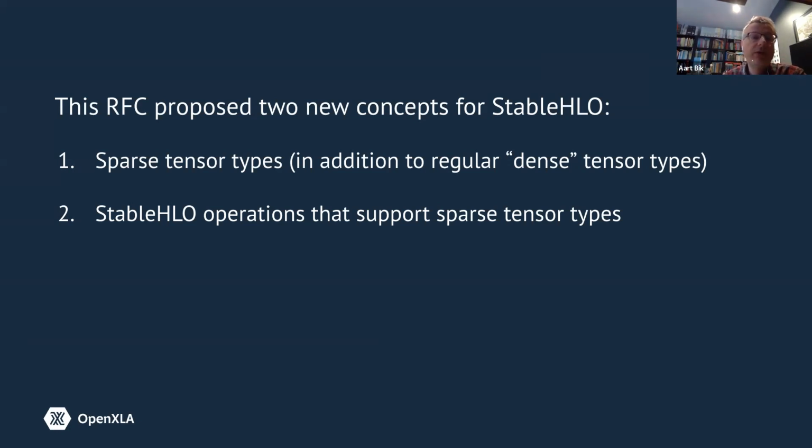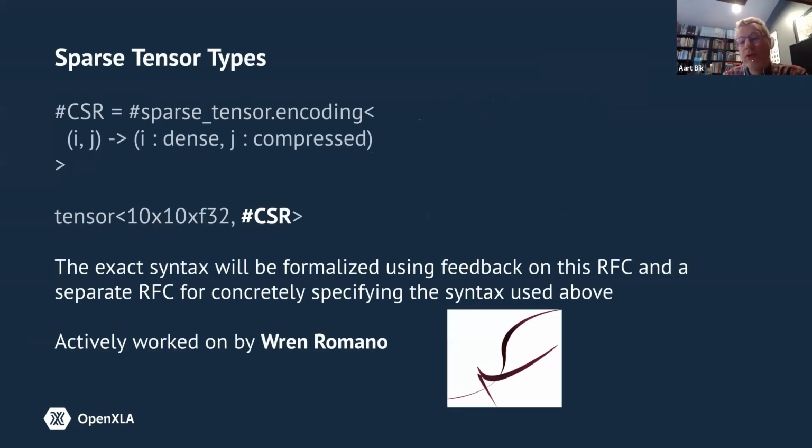So the next slide, please. This shows you an example of how a sparse tensor type can look. You see here a 10 by 10 single precision floating point tensor, just like you would use in the dense or the non-sparse world. But then we can add an annotation to this tensor type to make it sparse.